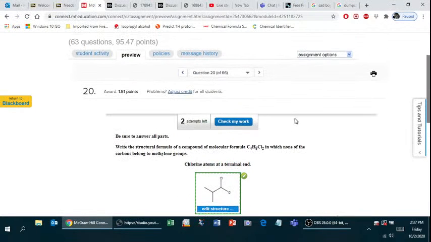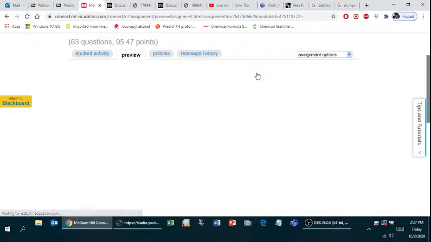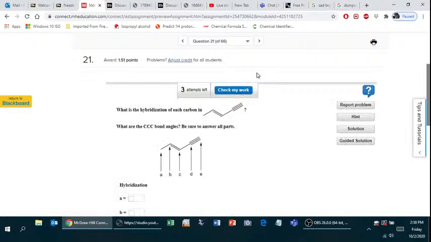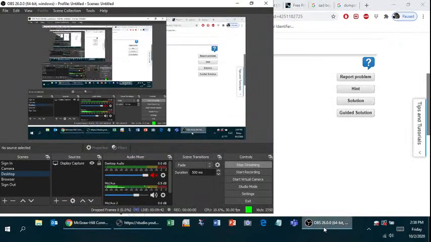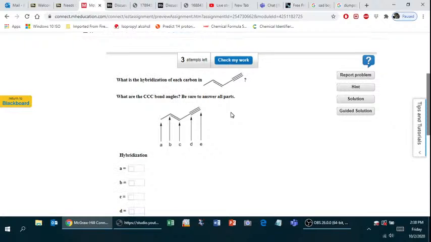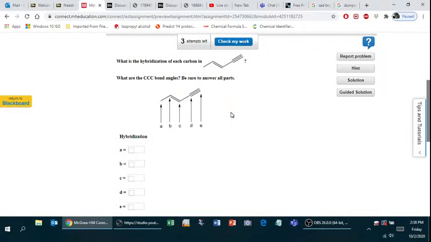So Madeline's asked for question 21, so let's go to the next one. What is the hybridization in each carbon atom in this molecule here, and what are the bond angles? I'm not a huge fan of quizzing on the bond angles. I asked this question mostly for the hybridization. I'm not a huge fan of bond angles because there's the ideal bond angle, but the reality changes a lot depending on what's bound around the atom.